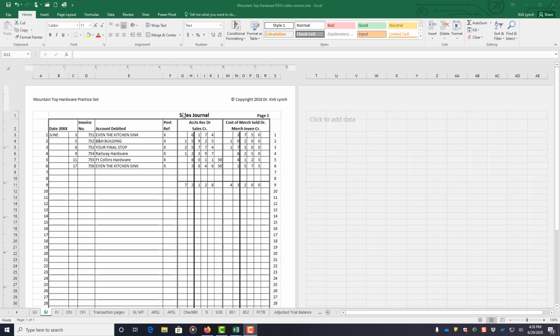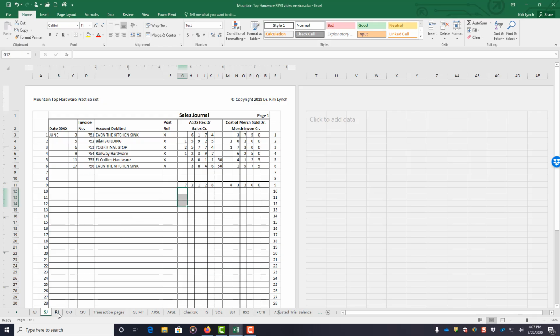Now here we see a representation of our sales journal, and we have all the transactions that represented sales for this particular project. Your numbers may be different if you're using a different version of this practice set, but for this one it looks like we had 6 sales, and in the column that says accounts receivable debit and sales credit, our total is $72,128. And in the column that says cost of merchandise sold debit and merchandise inventory credit, our column total is $43,200.